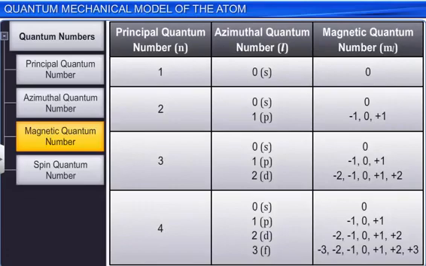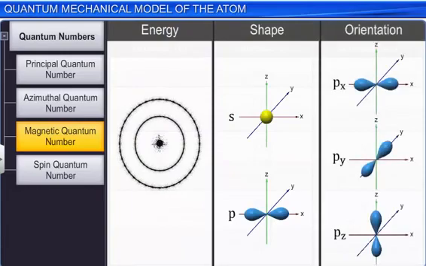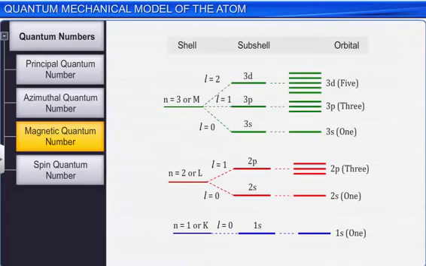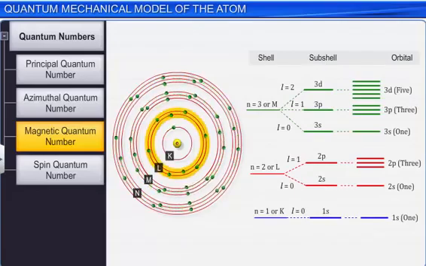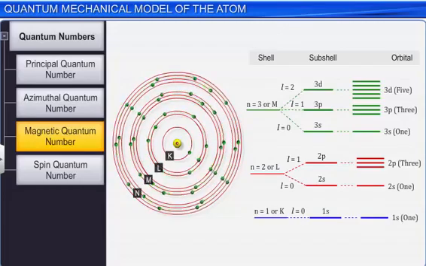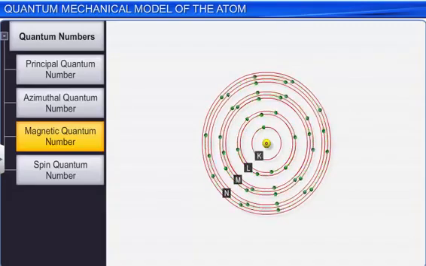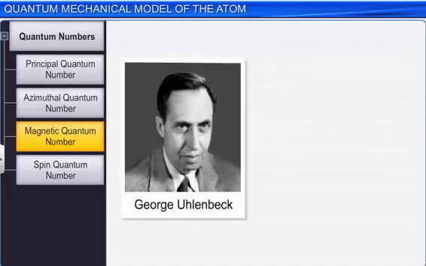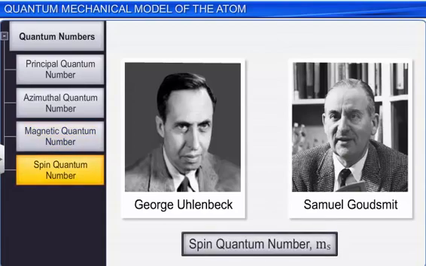Thus, the 3 quantum numbers can very well define the energy, shape and orientation of atomic orbitals. However, these quantum numbers fail to explain the presence of closely spaced lines, doublets or triplets in the atomic spectra of multi-electron atoms. To explain these lines, in the year 1925, George Uhlenbeck and Samuel Goudsmit introduced the 4th quantum number called the electron spin quantum number, or ms.